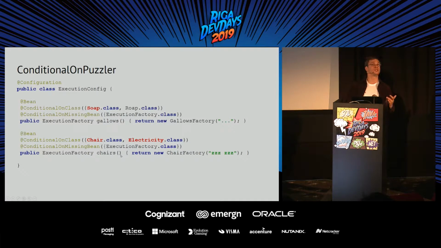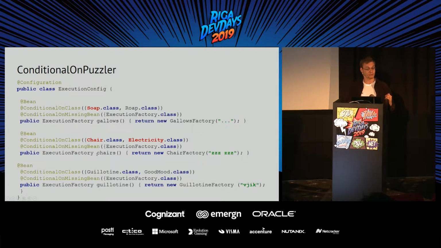Okay, what is the condition for electric chairs? The chair exists and electricity exists, and there is no other bean called execution factory. We will create chairs. And the last one is guillotine. What do we need to create the guillotine? In case we have the guillotine and good mood, and we don't have any other bean which is execution factory, we'll create the guillotine. Bzig, bzig.